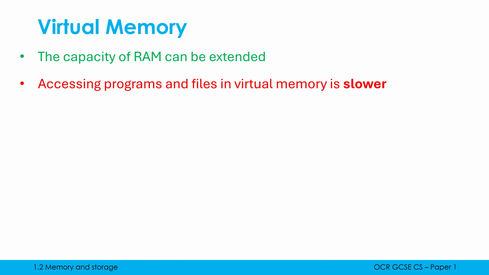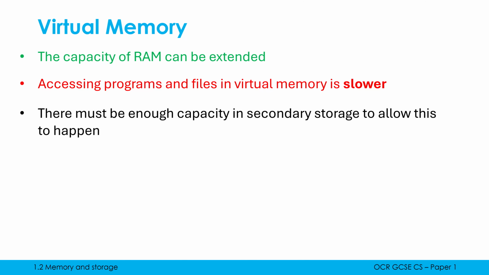The key downside is it is slower to access programs and files in virtual memory because we have to do the swapping process going backwards and forwards between RAM and secondary storage. And also, generally speaking, secondary storage is a lot slower than RAM to read and write. And a final point is, for all of this to work, there must be enough capacity free in secondary storage to allow this to happen. If you're at maximum capacity in secondary storage, well, you're in trouble. We can't use virtual memory because there isn't enough space to do so.